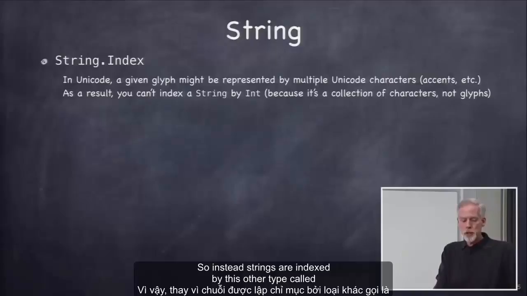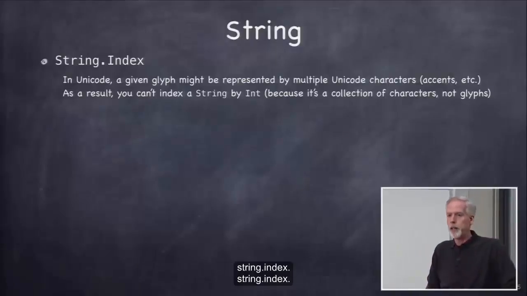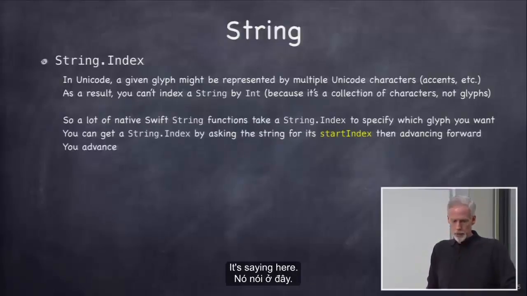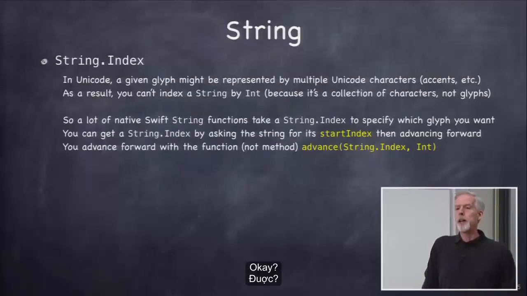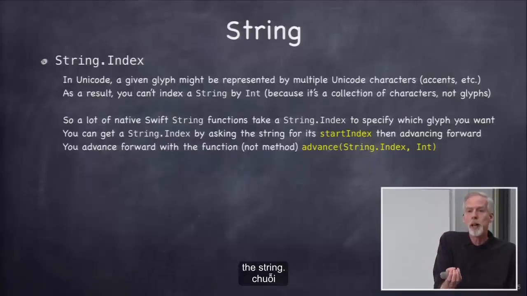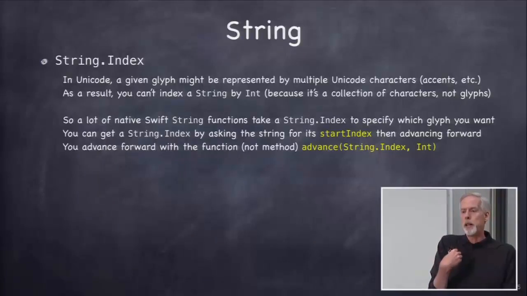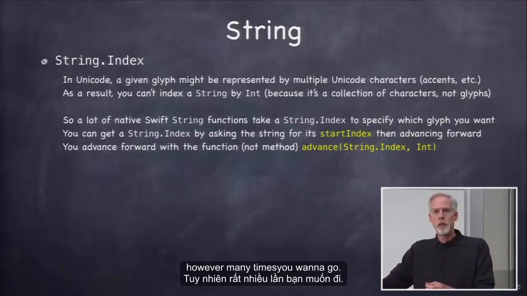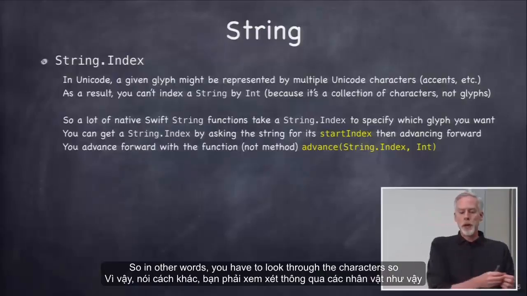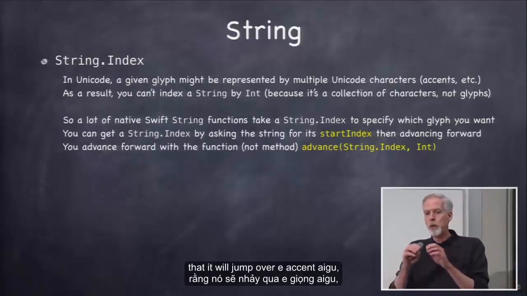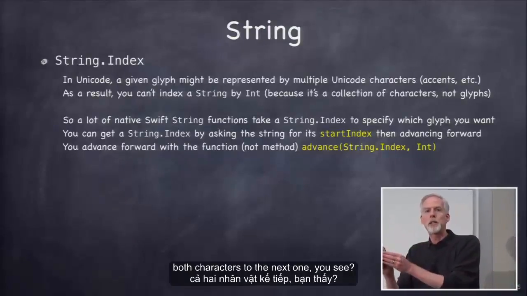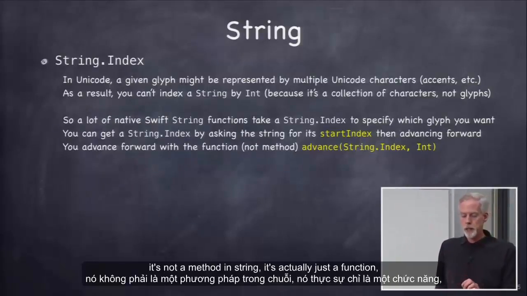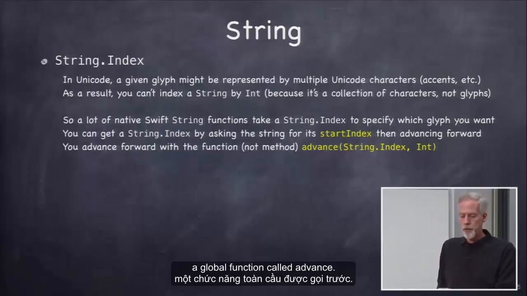So instead, strings are indexed by this other type called string.index. Okay, now how do you get a string.index? Okay, well, yes, it's saying here. So you get a string.index by getting the start index of the string. That gives you a string.index that points to the first character of the string. And then you advance it forward however many times you want to go. So in other words, you have to look through the characters so that it'll jump over E accent aigu, both characters, to the next one, you see? So you do that with this function. It's not a method in string. It's actually just a function, a global function called advance.